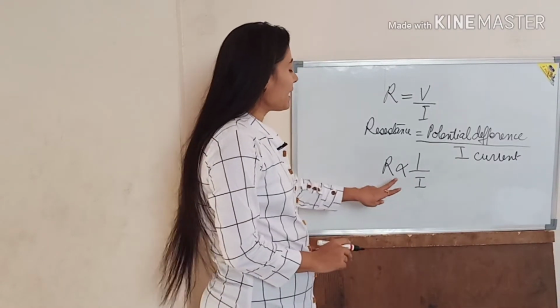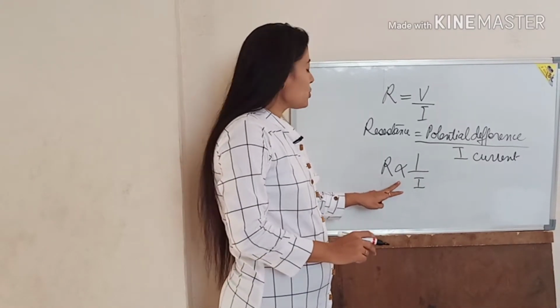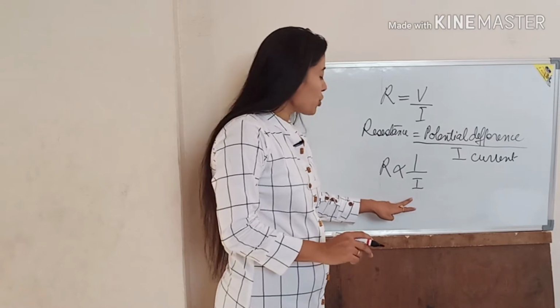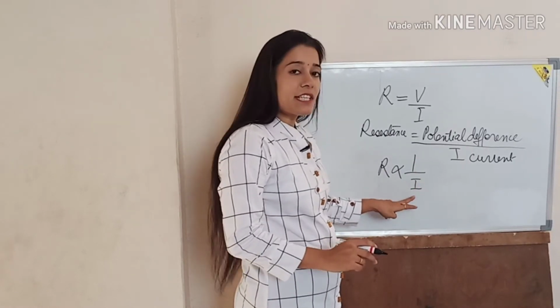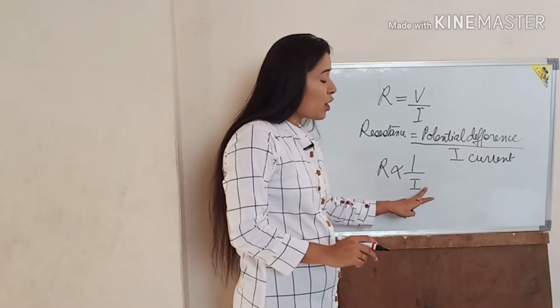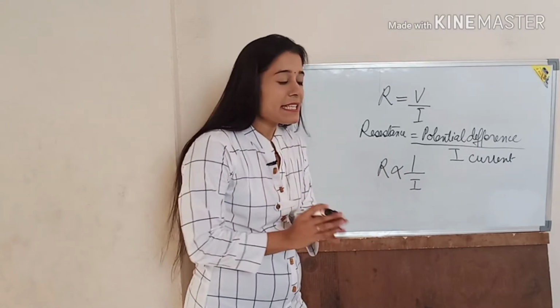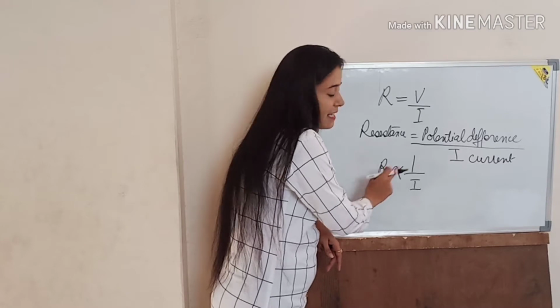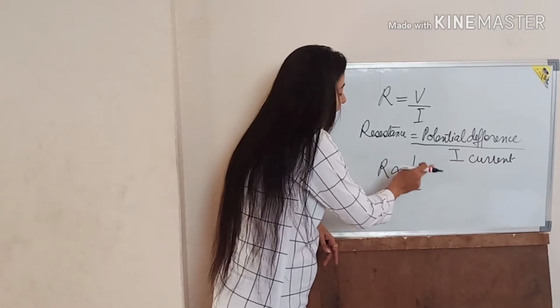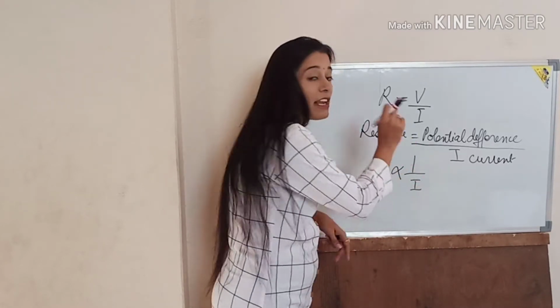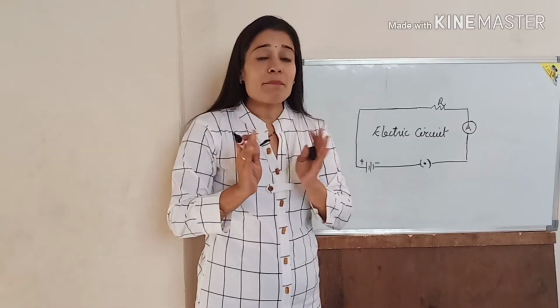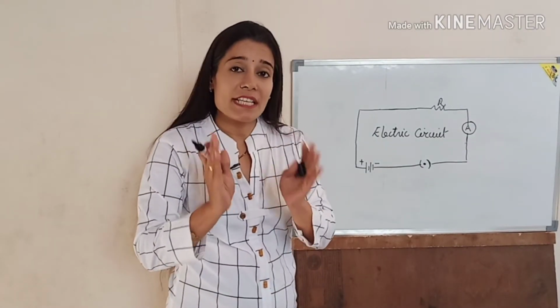As you already know, this is the sign of proportional to, so R is inversely proportional to I because I is written as a denominator. So this is inversely proportional. That means when R increases, then I decreases, and if R decreases, then I will increase. Let me explain it to you with the help of a diagram.